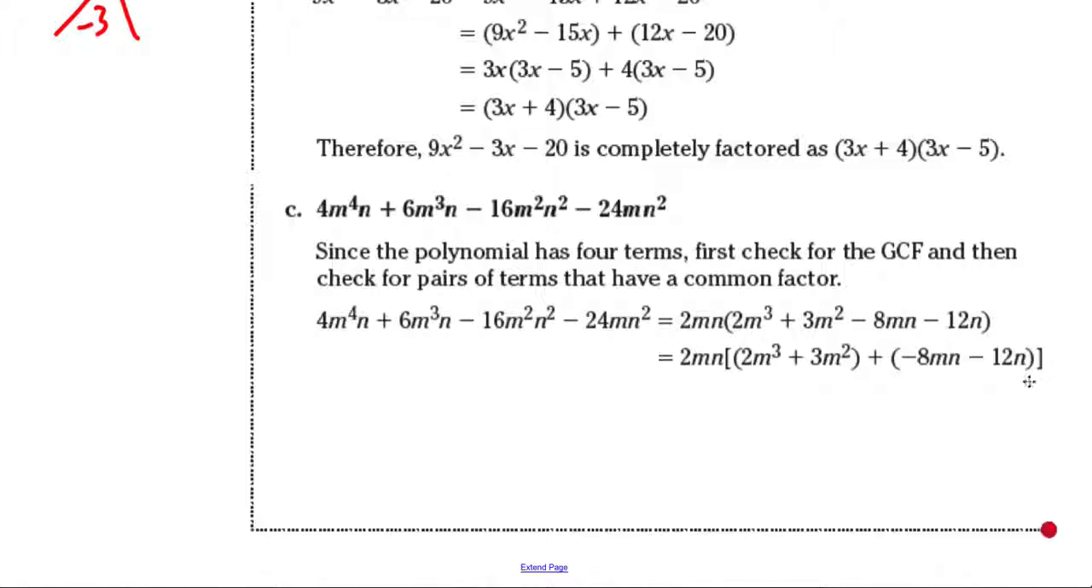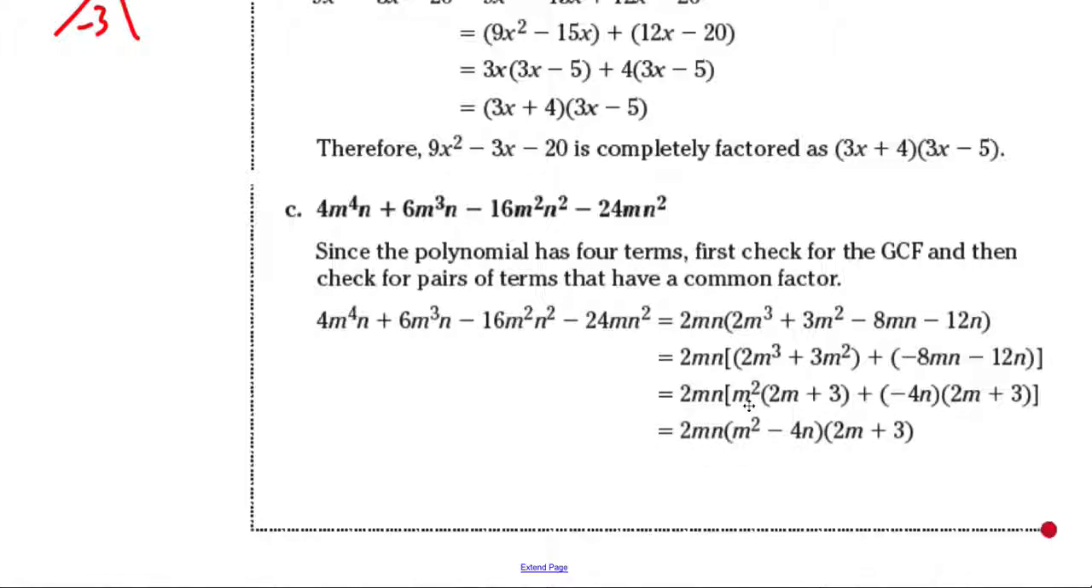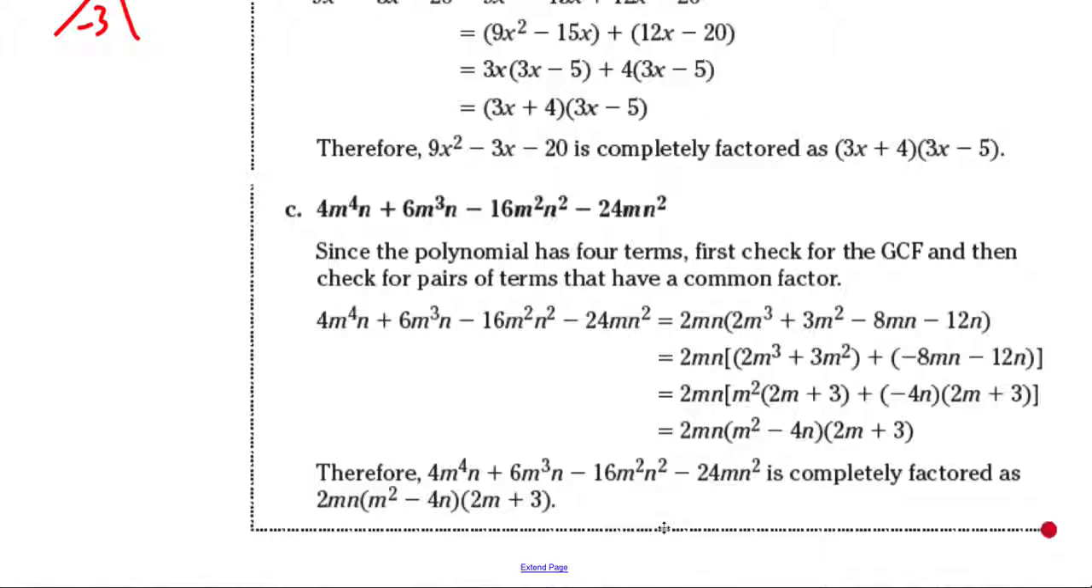Okay, we group them. And then we get the GCF of 2m cubed and 3m squared, and the GCF of negative 8mn and negative 12n. So we end up with m squared times quantity 2m plus 3 and negative 4n times quantity 2m plus 3. Using the distributive property, we bring down 2mn. This now becomes 2mn times m squared minus 4n times 2m plus 3. So this is the completely factored form of that particular polynomial.